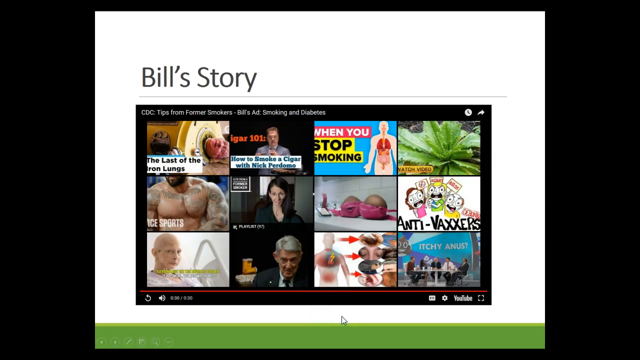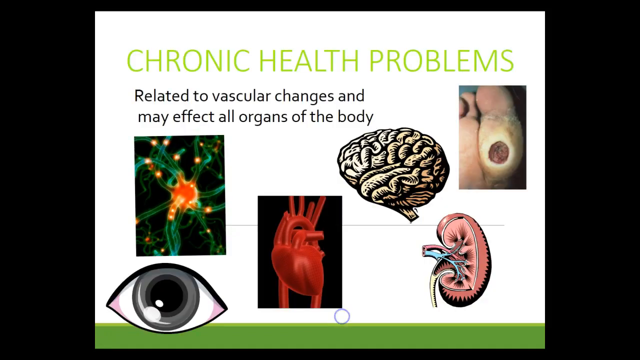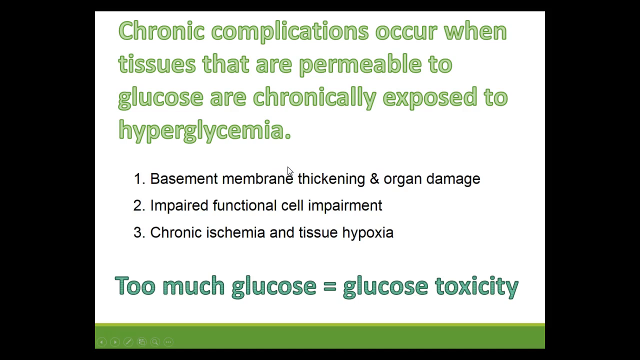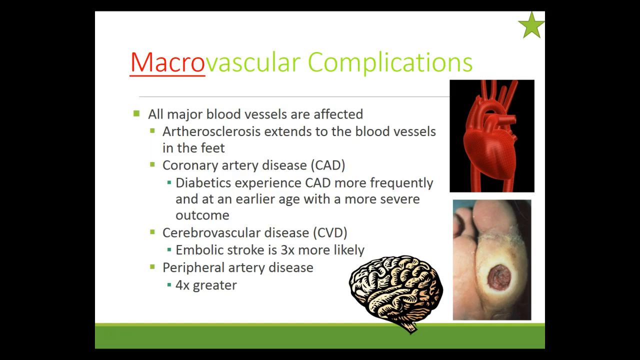So again, you can see the importance of and the effects diabetes has. Chronic health problems related to vascular changes may affect all the organs in the body. Chronic complications occur when tissues that are permeable to glucose are chronically exposed to hyperglycemia. So again, like I talked about, too much sugar equals glucose toxicity. This is typically what happens: basement membranes are thickened and there's organ damage, impaired function, cell impairment, and chronic ischemia and tissue hypoxia.